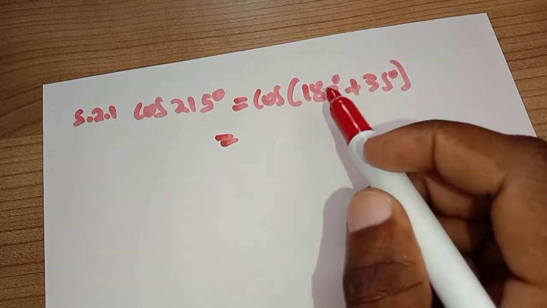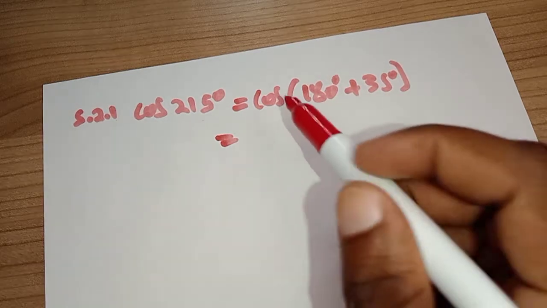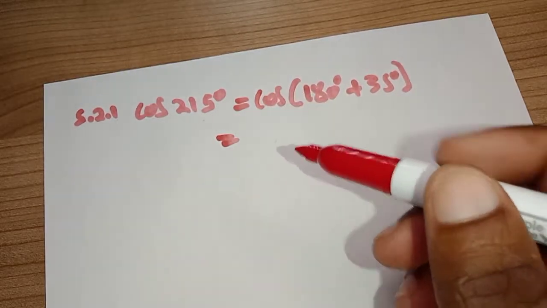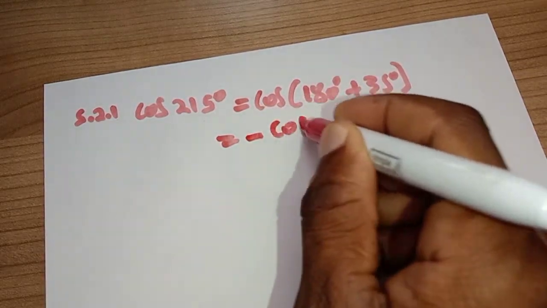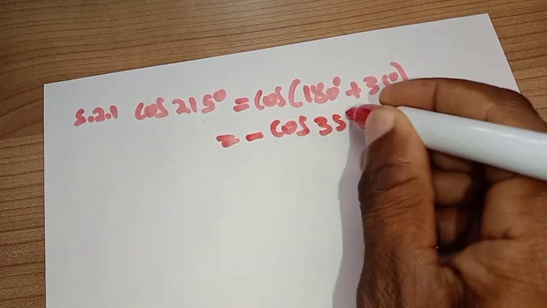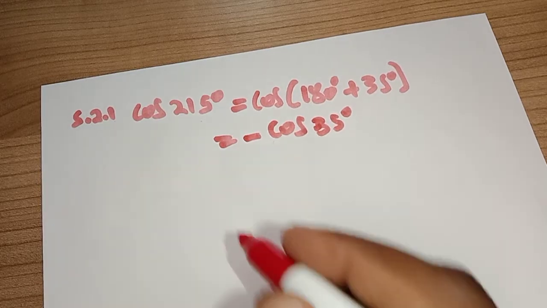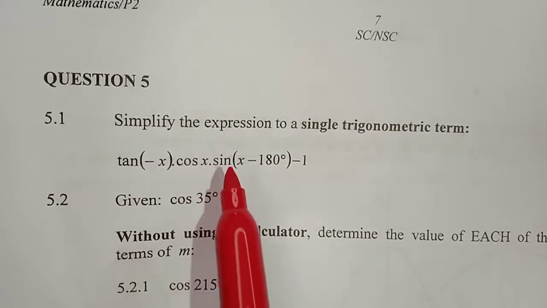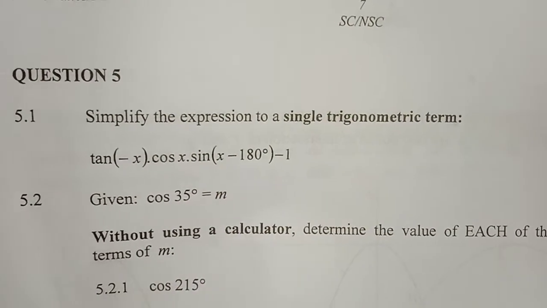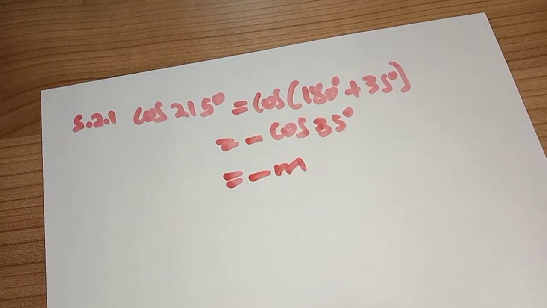180 degrees plus 35 degrees is in the third quadrant. In the third quadrant, is cosine positive or negative? We remember very well that cosine in the third quadrant is negative. Then this reduces to negative cos 35 degrees. We are given that cos 35 degrees is the same as m, so we replace it by m and have negative m. Then we are done with the first one.